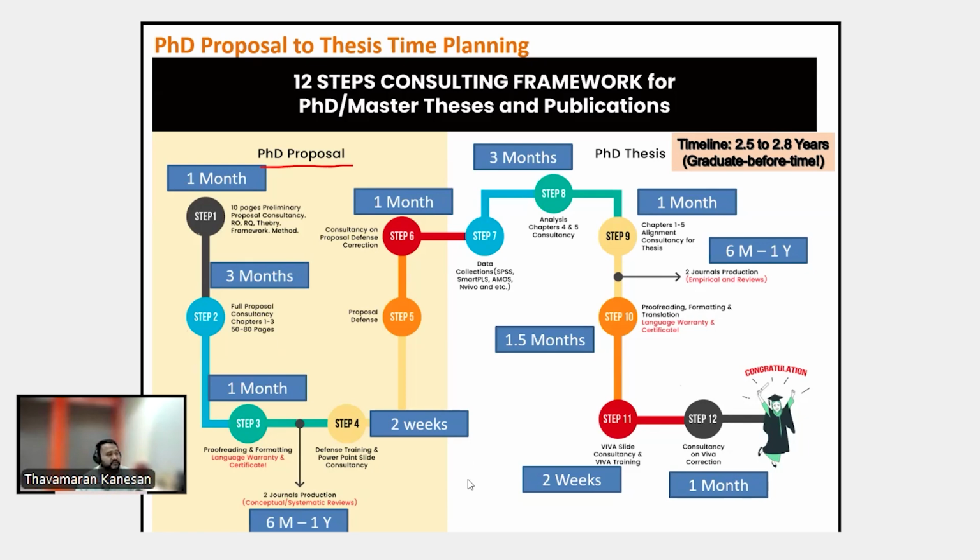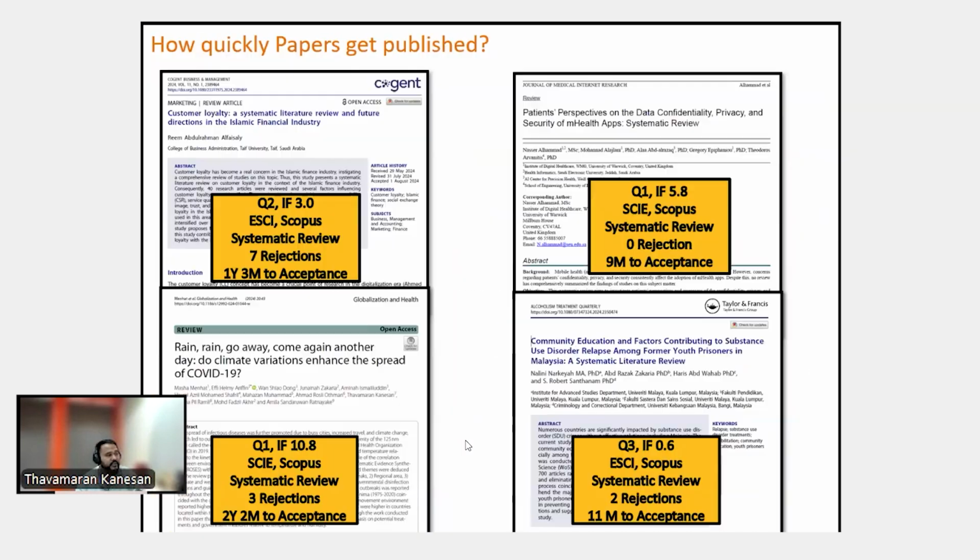Okay. So now from here, how long does it actually take for a review paper to get acceptance? How quickly can papers get published? This is very, very important for you to understand, because you can actually predict how much time you should expect to get an acceptance. So this is the average timing I'm showing you.